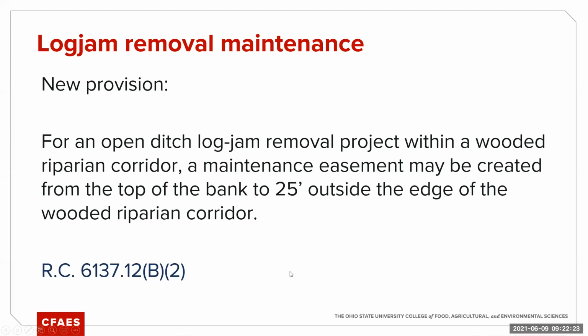Another one added a new provision for log jam removal maintenance. We did not have that adequately addressed. Many of the technical folks felt that there was a need, when we're within a wooded riparian corridor trying to remove log jams from a project, that the easement needed to be increased to 25 feet outside the edge of that wooded riparian corridor. So that is a new provision that expands some of the maintenance easement needs.